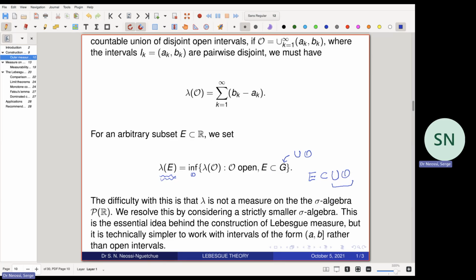We consider a strictly smaller sigma algebra where lambda E will make sense, right? That is where lambda will be a measure, because we need lambda to be a measure over a sigma algebra. But as we saw with the result obtained by Vitali in 1905, there's no such measure over P(R). So that's the reason why we need to find a strictly smaller sigma algebra over which lambda will be a measure. This is the essential idea behind the construction of Lebesgue measure. But it is technically simpler to work with intervals of the form (a, b], open at a and closed at b, rather than open intervals.